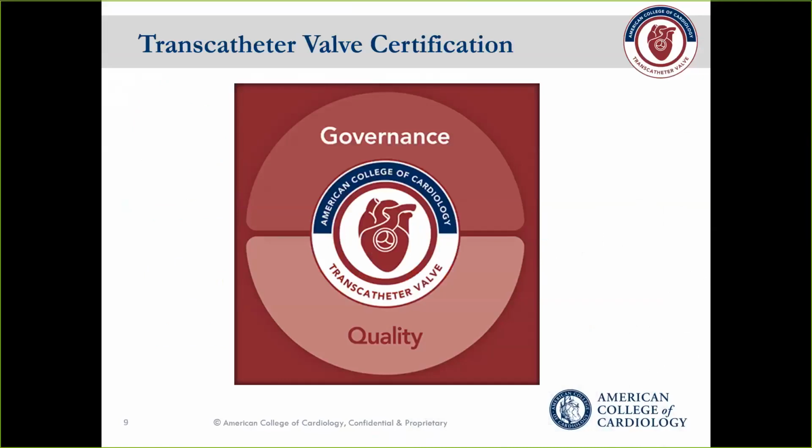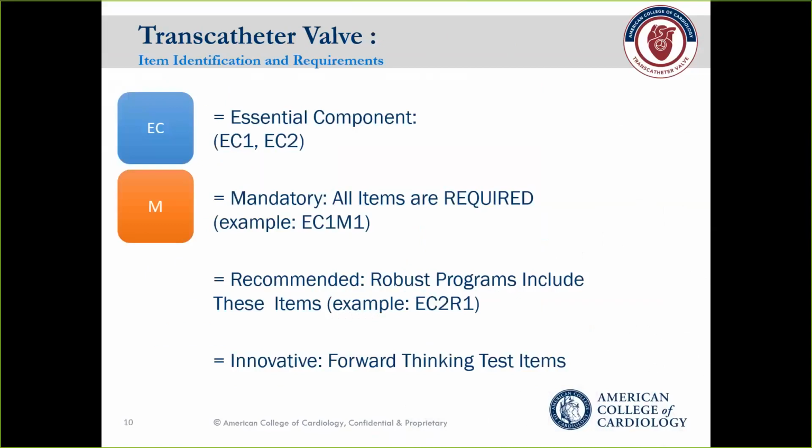If you're familiar with our other procedural service lines, for this certification, the only required sections or essential components are governance and quality. To help you identify some of the verbiage that you're going to see throughout, EC stands for essential component, M is for mandatory. All of these line items are required for you to complete your certification. R is recommended. It's for more robust programs. If you meet the intent for those line items, we certainly want you to take credit for those. And innovative are forward-thinking test items. Once again, only mandatory is required for this certification.